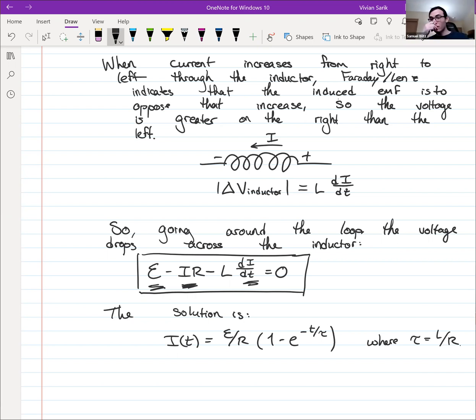So here it actually looks a lot like a charging circuit. And in this case, it really is. You're charging the inductor's stored energy. The magnetic field in the inductor is increasing as the current increases, and it charges up.